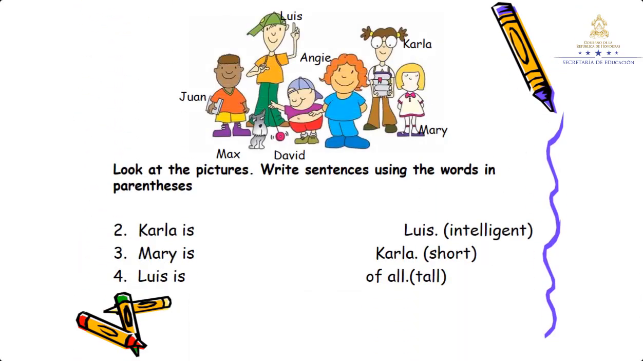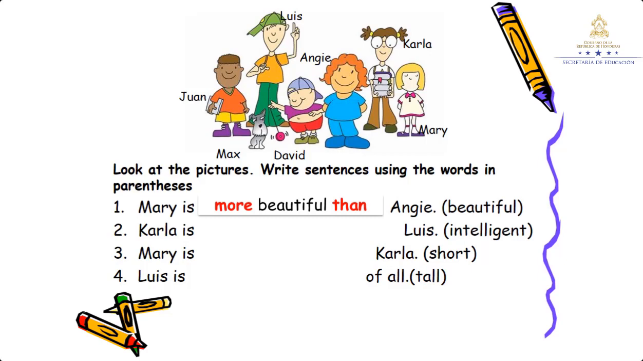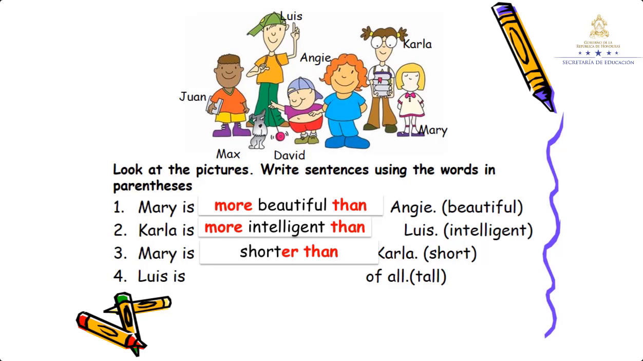Now we have this group of people here, and look at the pictures, write sentences using the words in parentheses. All right. Mary is more beautiful than Angie. Carla is more intelligent than Luis. Mary is shorter than Carla. Luis is the tallest of all. Great.